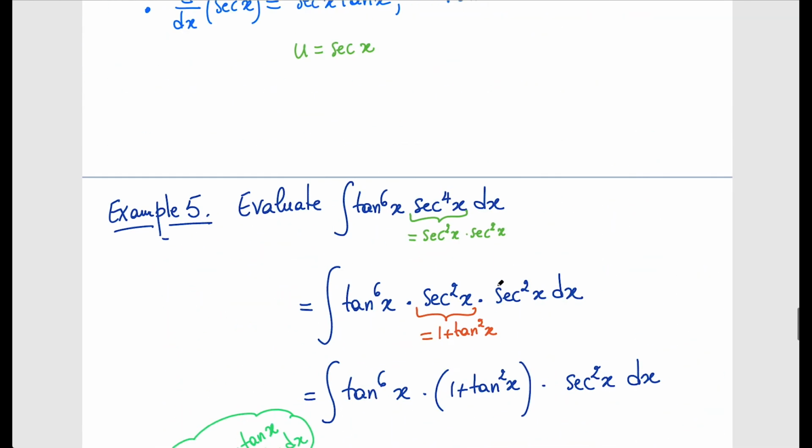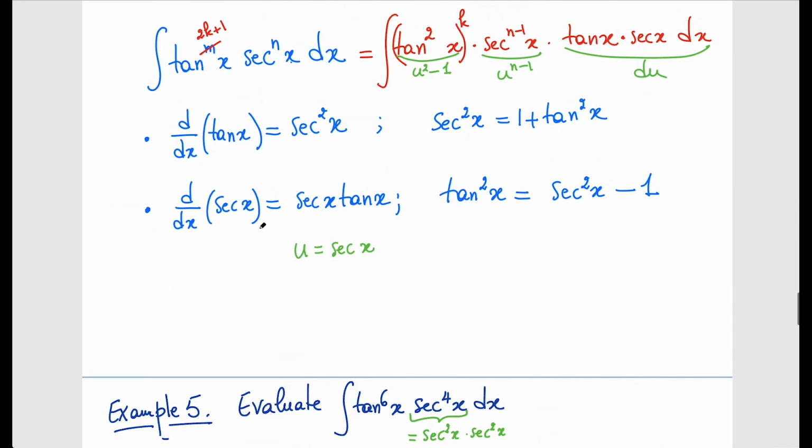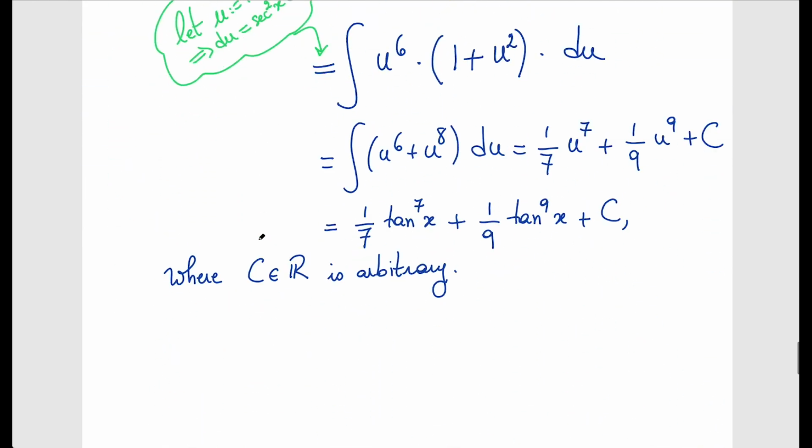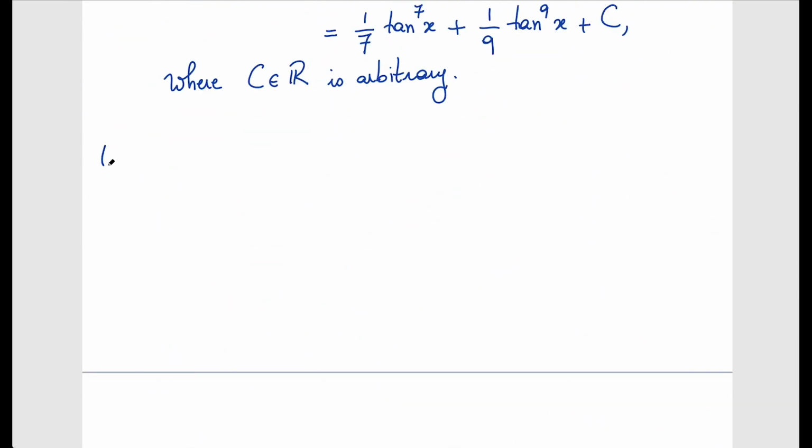So now let's consider a situation that takes care of the second bullet, in other words, where the power of tangent is odd. Let's call this example 6. Let's find the primitive of tangent to power 5 theta secant to power 7 theta d theta.